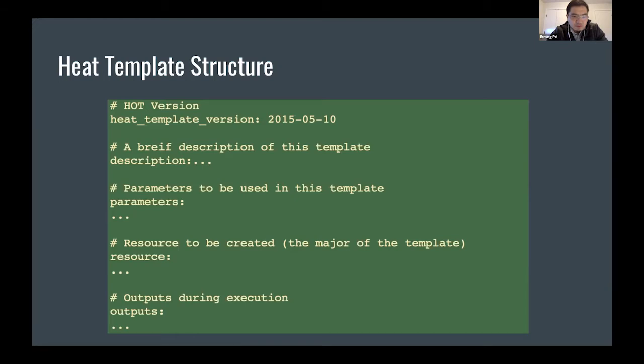And then resources to be created. This is the major part of the template, where you indicate to heat what kind of resources to deploy and what to do in detail. The last one is the output. What do you expect heat to output for you?